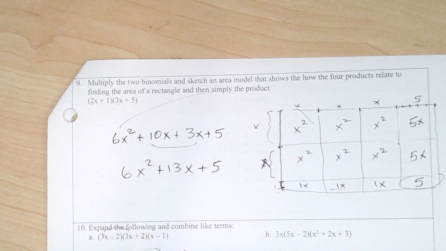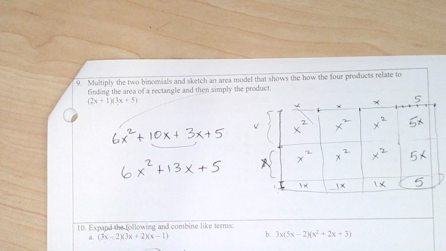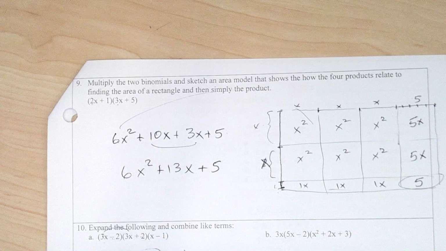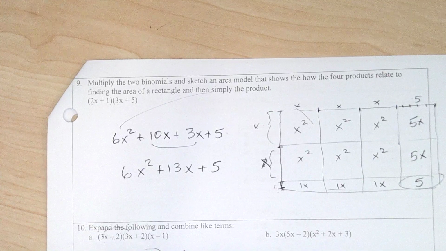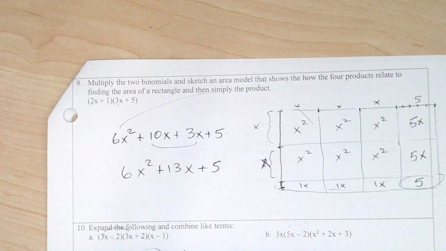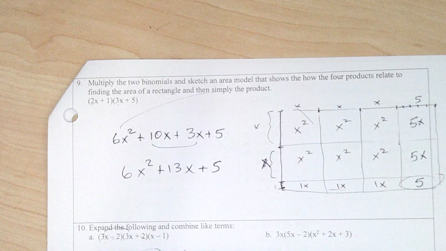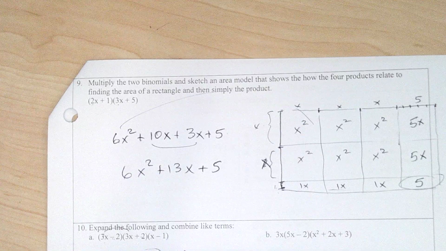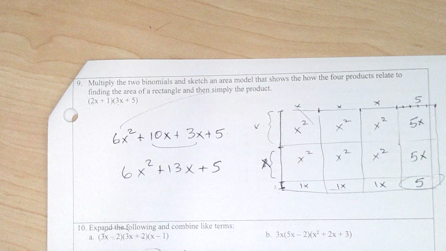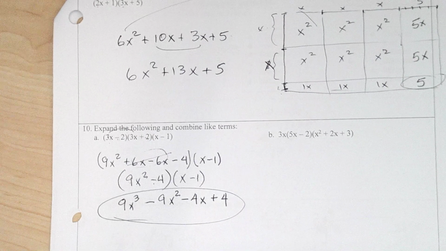So I got to take the 9x squared times x. I got to take the 9x squared times the minus 1. I got to take negative 4 times x. And negative 4 times negative 1 is plus 4. These are all different powers of x's, so they're not like terms, so that's simplified. Oops, I am so sorry. I had that not where you could see it.